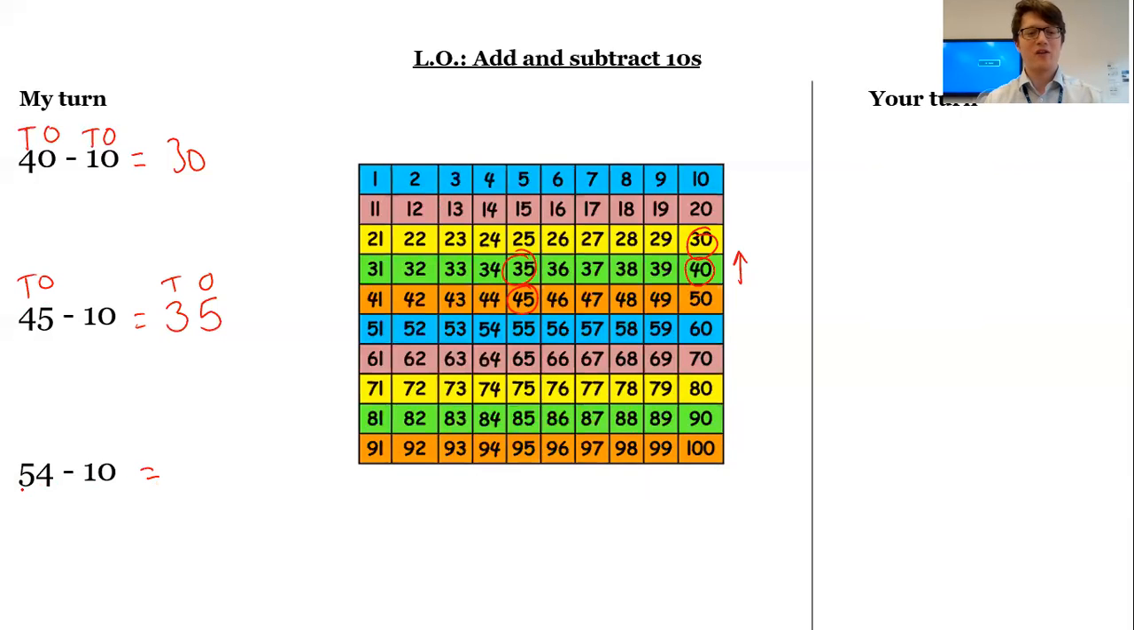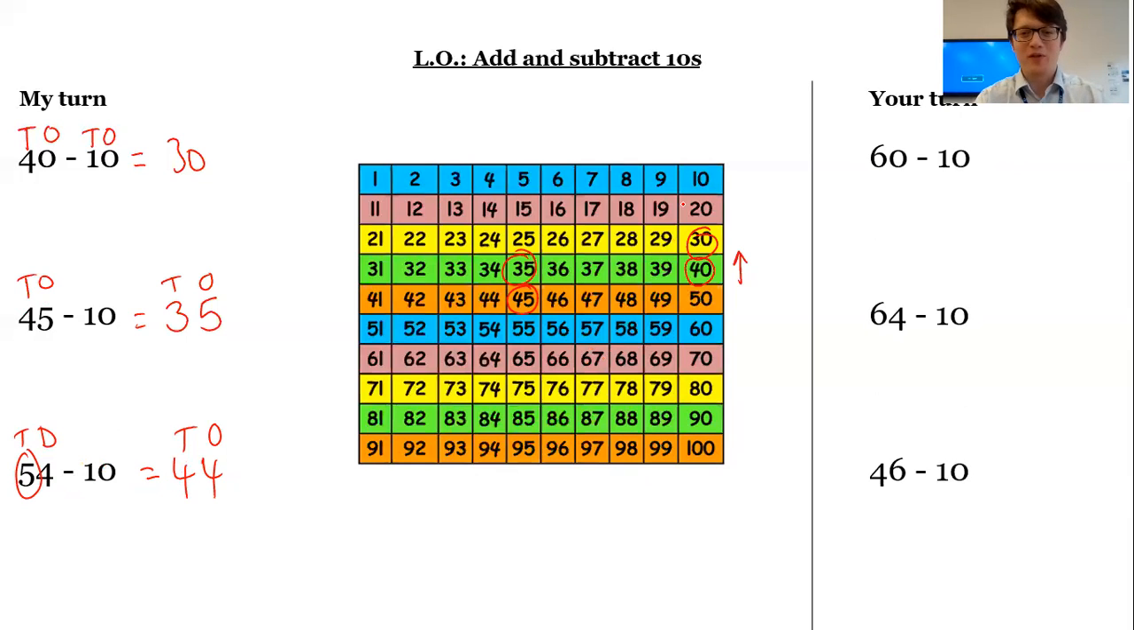Same thing here then, I know 50 subtract 10 is 40, so 54 subtract 10 will be 44. And again, just notice ones have stayed the same, still got 4 ones, but I've got 1 less 10. I've gone from 5 tens to 4 tens. Your turn, pause the video, come back when you're ready.